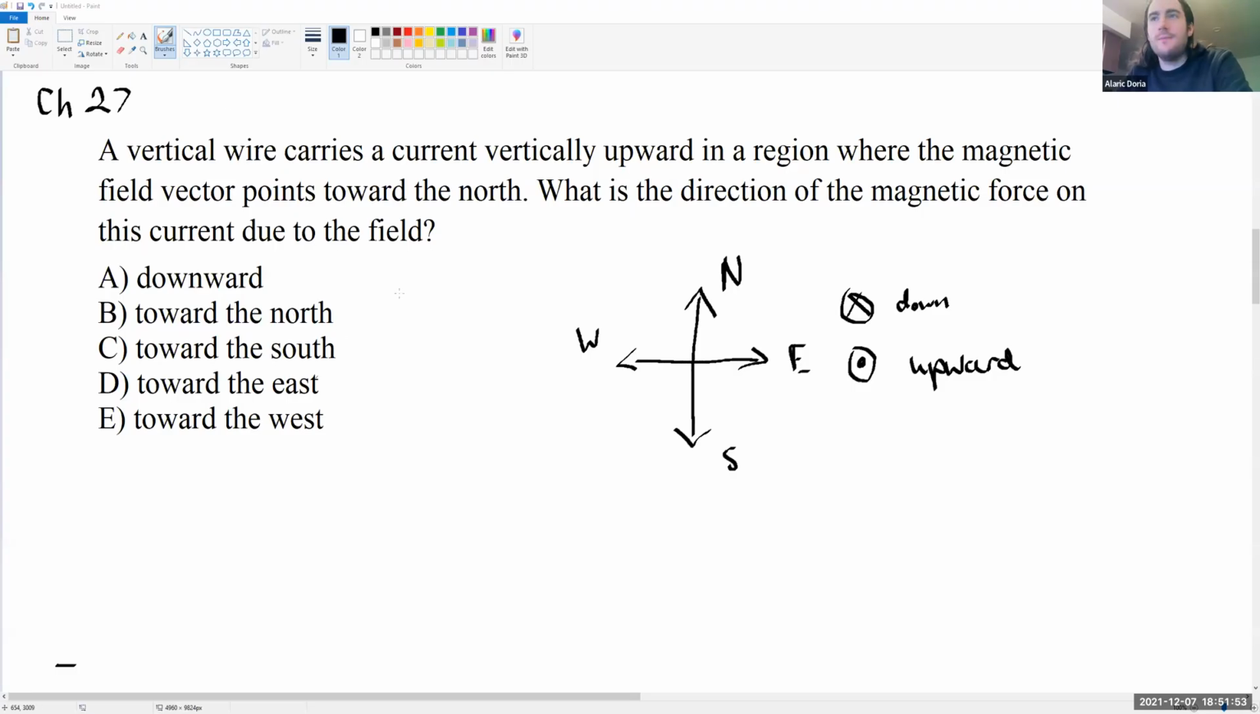Okay, so after some discussion, we've all settled on toward the west, which is the correct answer here. So the wire is carrying a current upward. That means that the current is in this direction here. And we're being told that the magnetic field is pointing in the north direction. So that's a magnetic field in that direction.